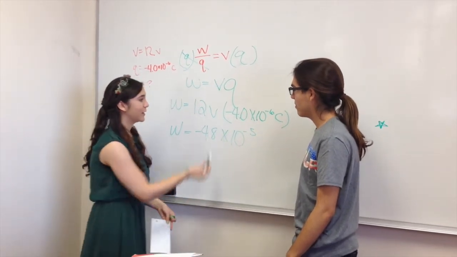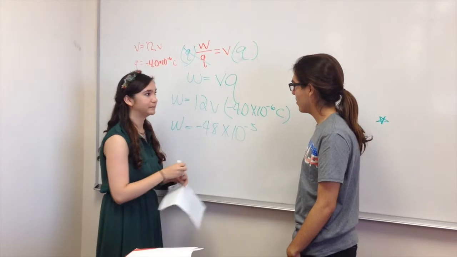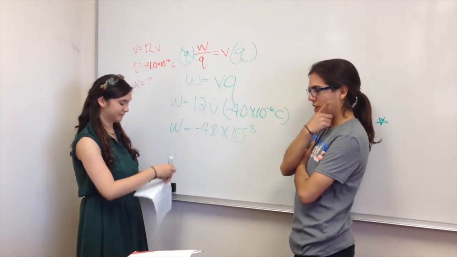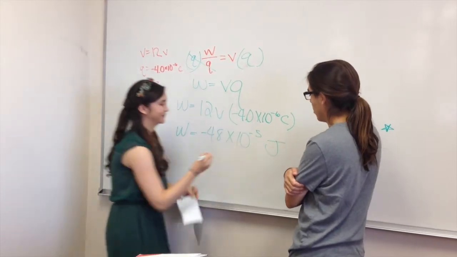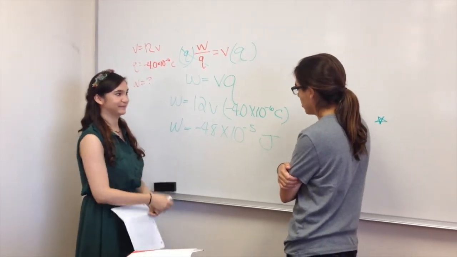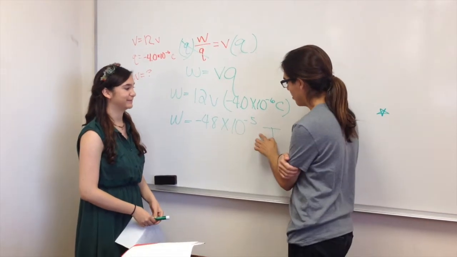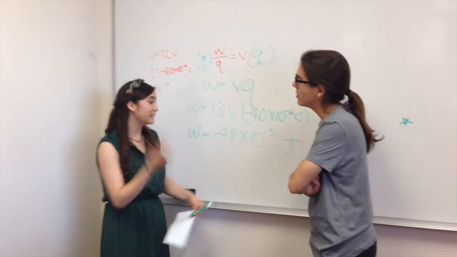And then, what's a volt times a coulomb? Gee, I'm not sure. It's a joule. A joule? So are we done? Yep.